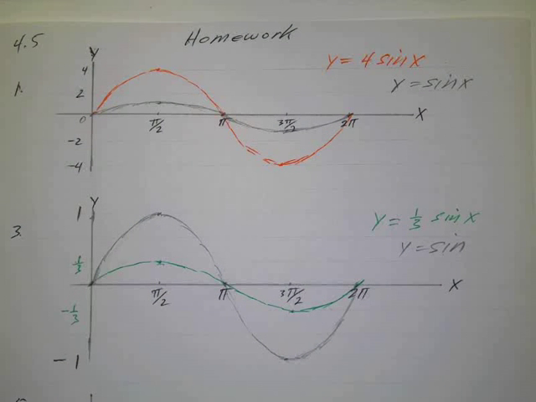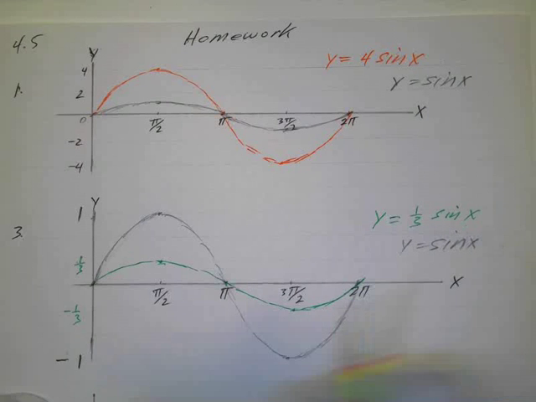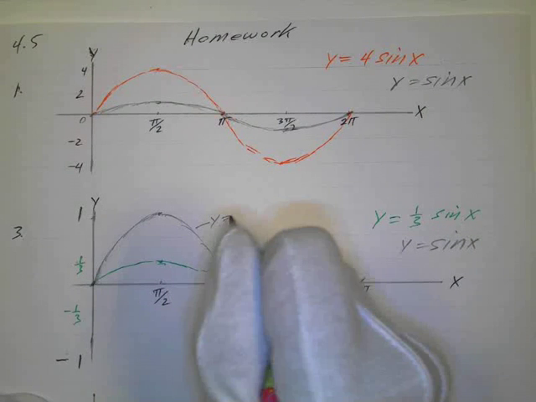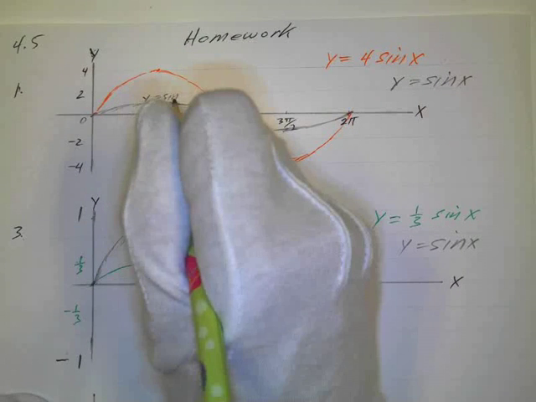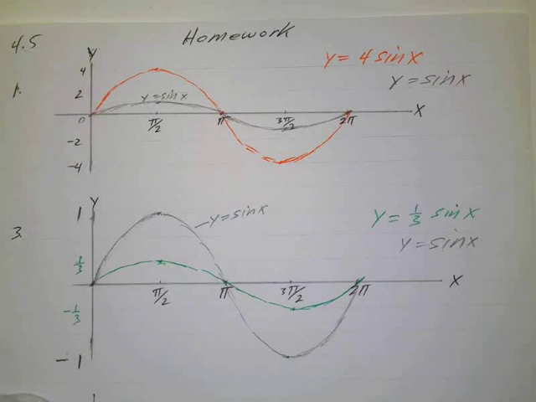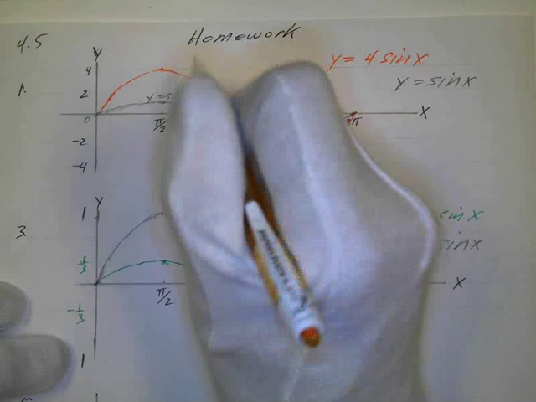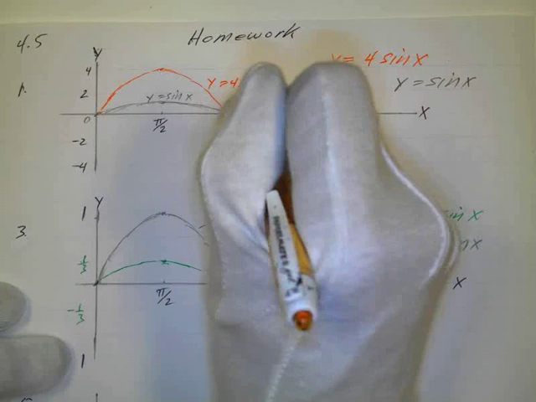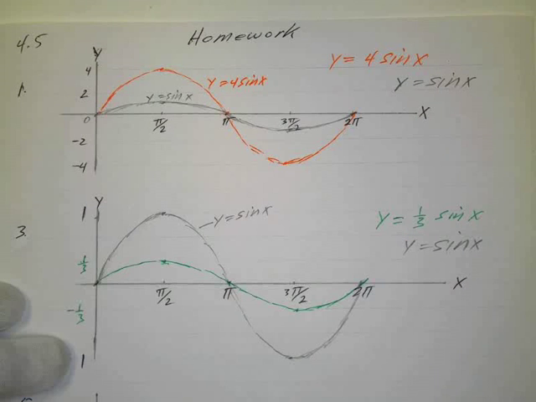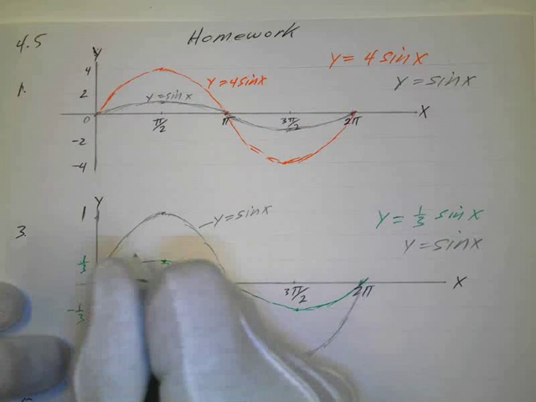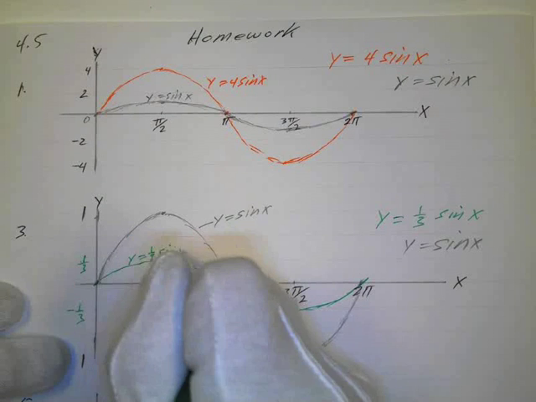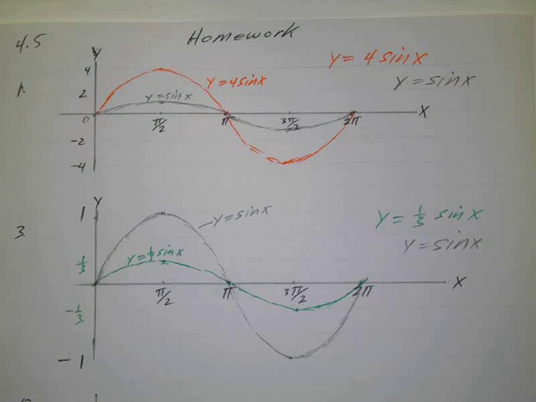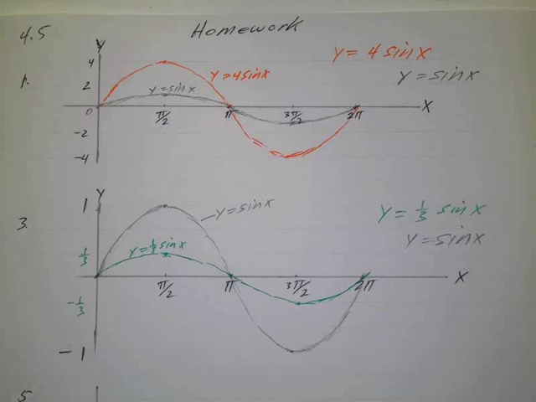So you can see that. And in each case, this is the sine of x. Ooh, better put the sine of x there. So this is the sine of x. And this one was y equals the sine of x. And this was y equals 4 sine of x. And this one was y equals 1/3 sine of x. Okay? Hope that makes sense. Hope that helps.